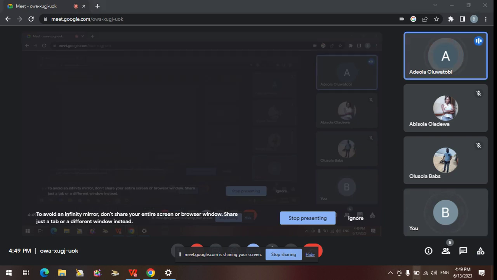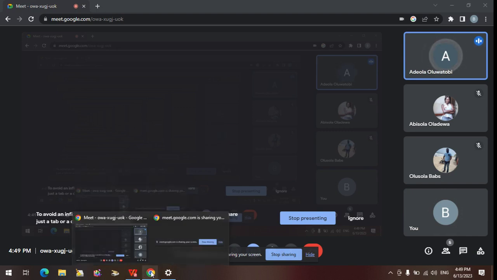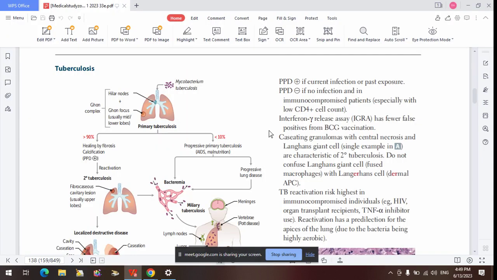Yes, you said it affects the middle and the lower lobes, but the lower part of the upper lobe, and then the upper part of the middle lobe. No. Upper part of the lower lobe. Upper part of the lower lobe, lower part of the upper lobe.